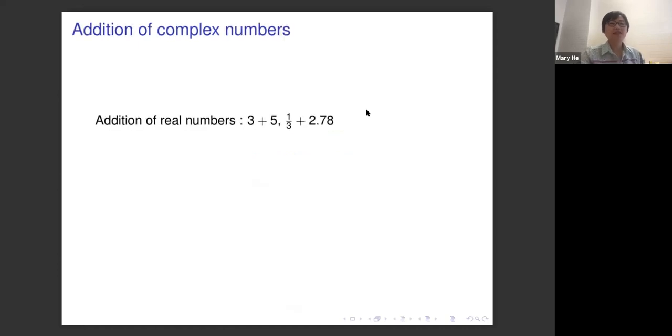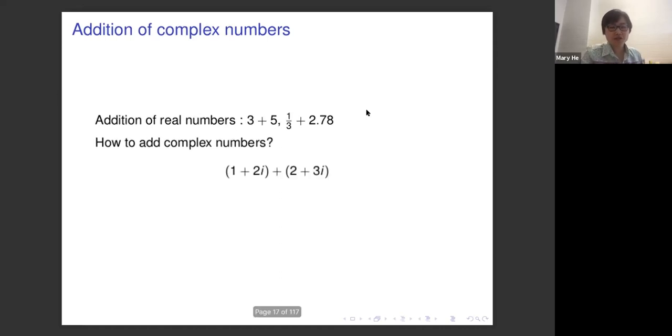Right. So just like how we can add and multiply real numbers, next I'm going to tell you how to add and multiply complex numbers. We're all very familiar with the addition of real numbers. For example, we all know how to add integers like 3 plus 5, and also we know how to add fractions like 1 over 3 plus 2.78. So what about adding complex numbers? For example, if I have two complex numbers, 1 plus 2i and 2 plus 3i, how do I add them up?